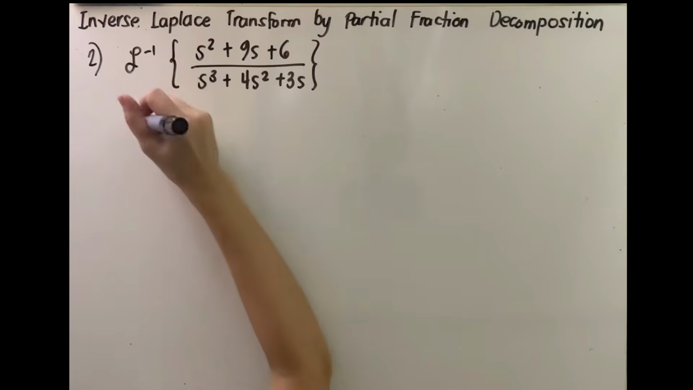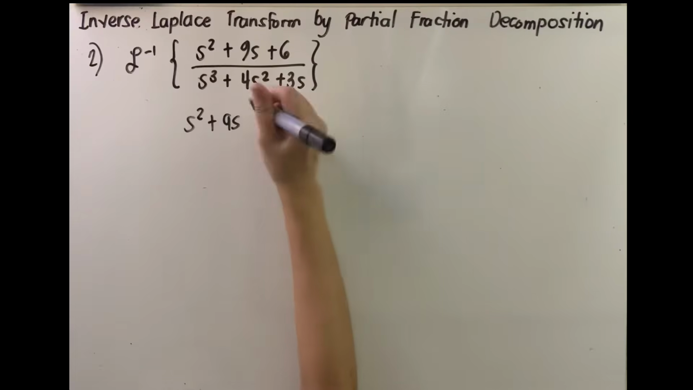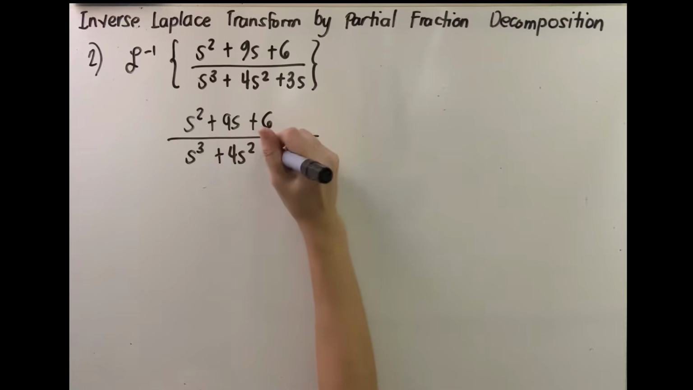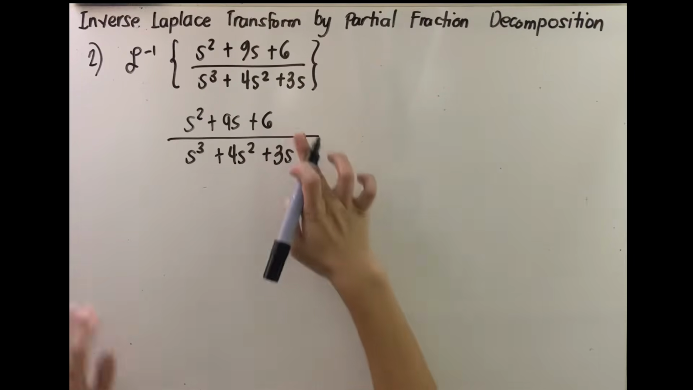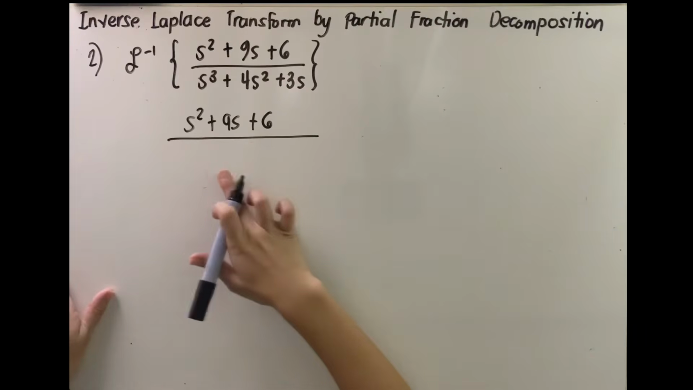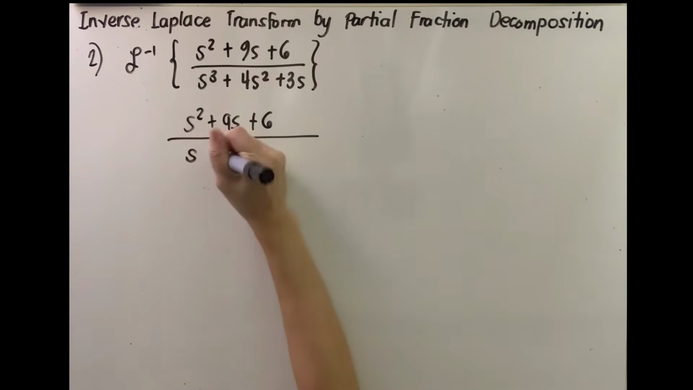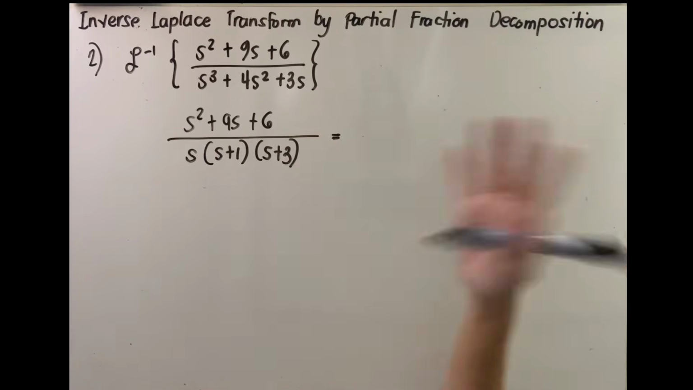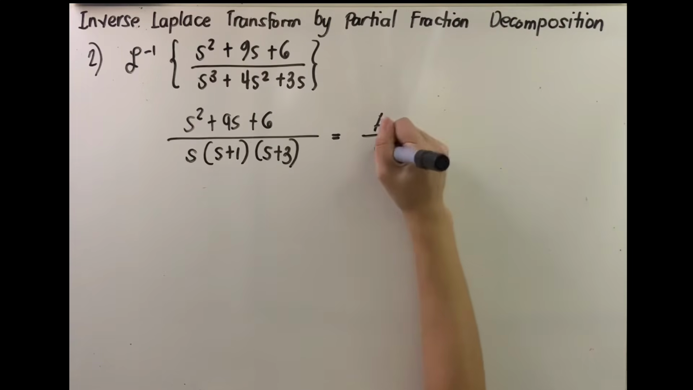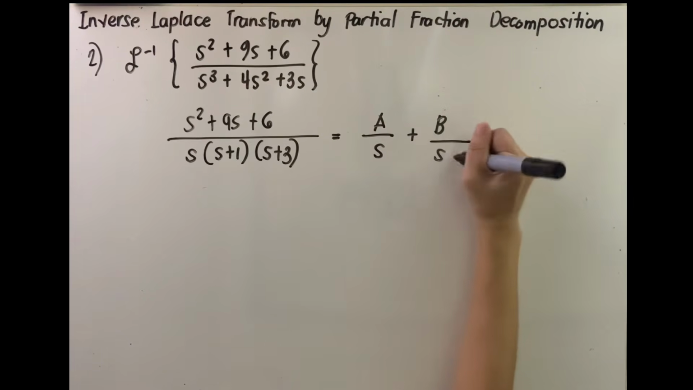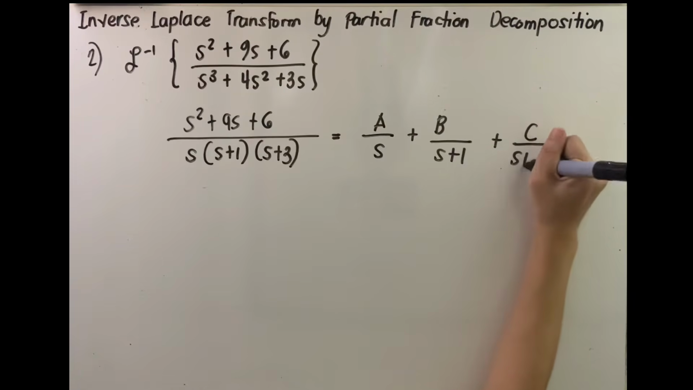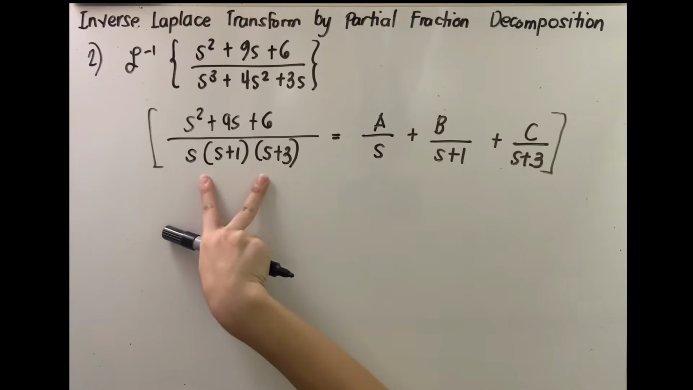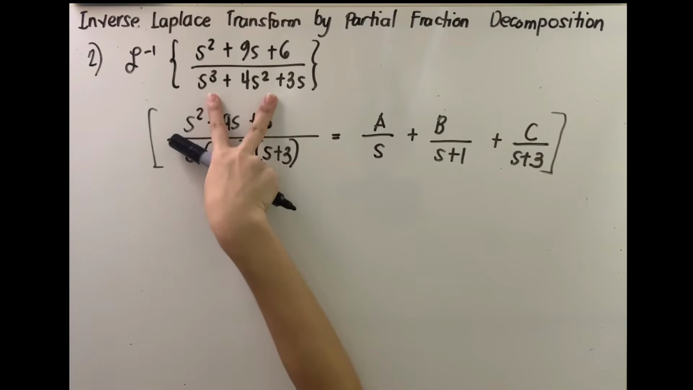Therefore, the given s squared plus 9s plus 6 all over s cubed plus 4s squared plus 3s, or should we write this in its factored form? We get s times s plus 1 times s plus 3. You can write it in any manner. This, in partial fraction, is equivalent to A over s plus B over s plus 1 plus C over s plus 3. And after that, we're going to multiply this by the original denominator given by s cubed plus 4s squared plus 3s.